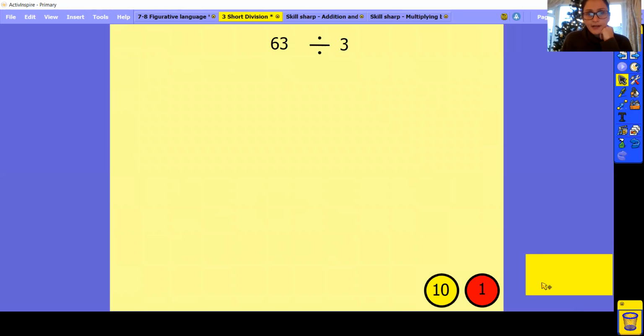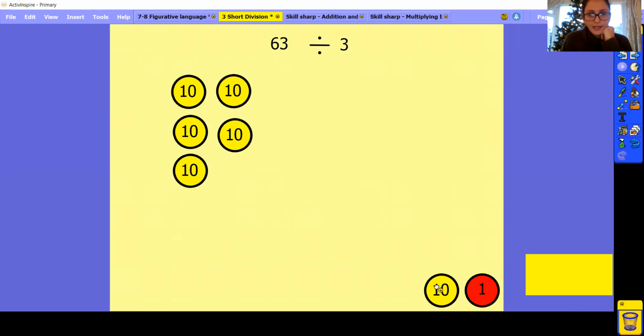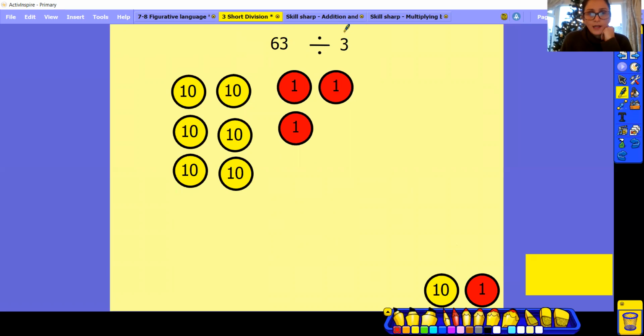So here we have 63 divided by 3. So let's have a look. How many tens will I need? Well done if you said 6 tens. So we've got 10, 20, 30, 40, 50, 60. And how many ones will we need? 3. Okay, so in each group, there are going to be 3, because we're dividing by our 3, our divisor. So we've got one group of 3 here, and we have another group of 3 there.